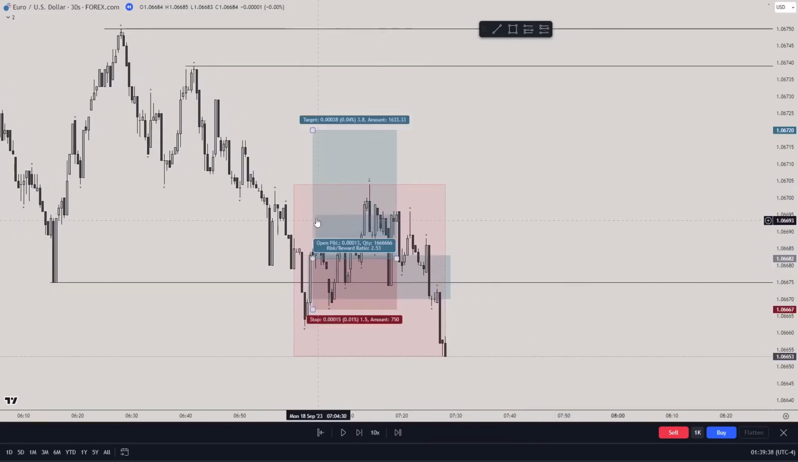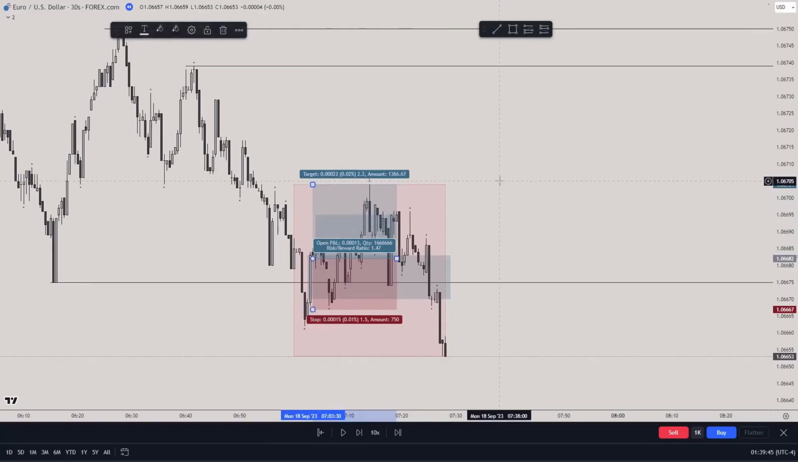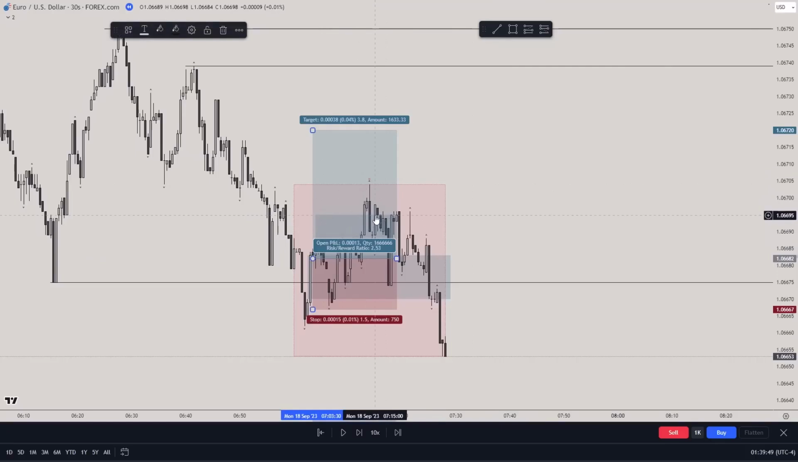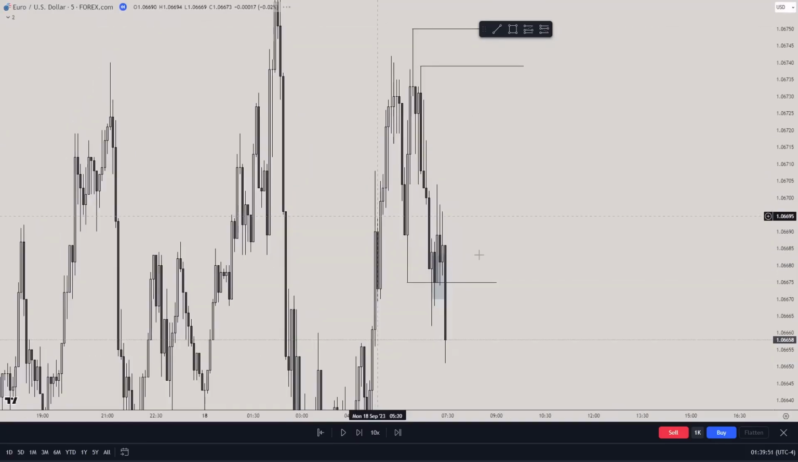So this was a losing trade. However, did it give me at least 1.5 R? Not really. It was too close. So this is a losing trade anyway. Even if you move your stop loss to break even, you will not be able to. Now going back to the 5 minutes again.